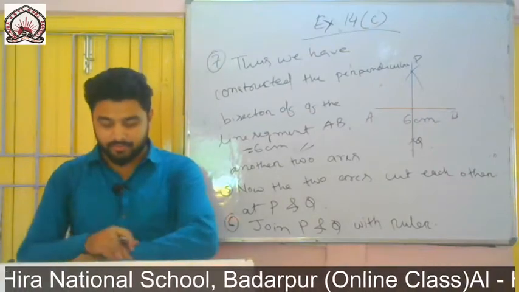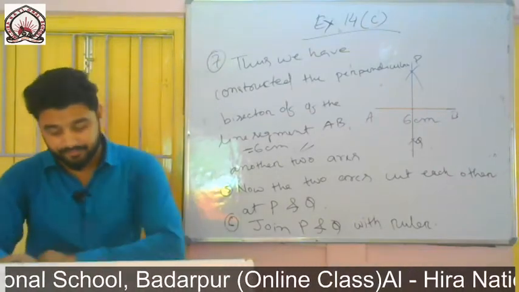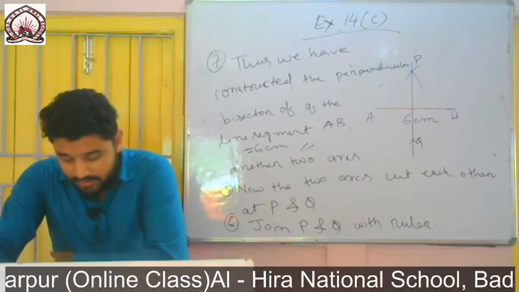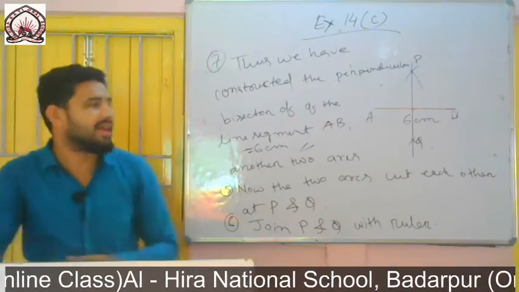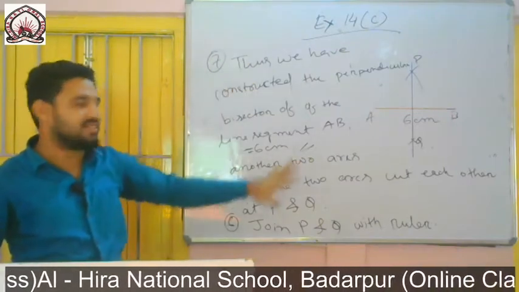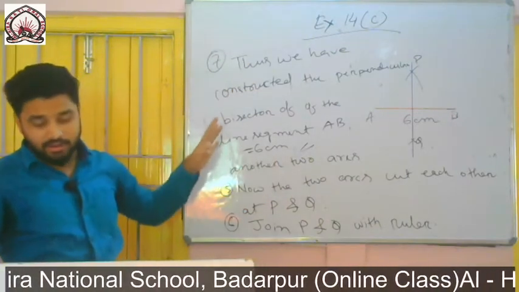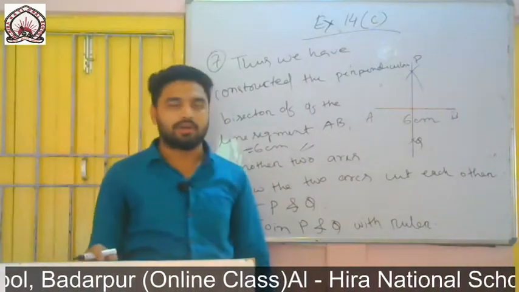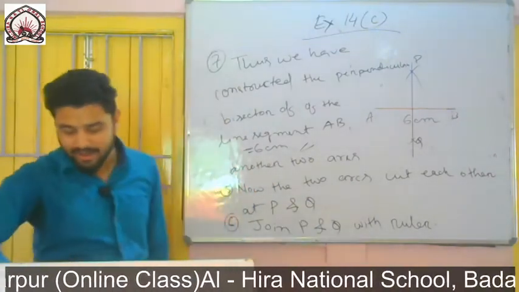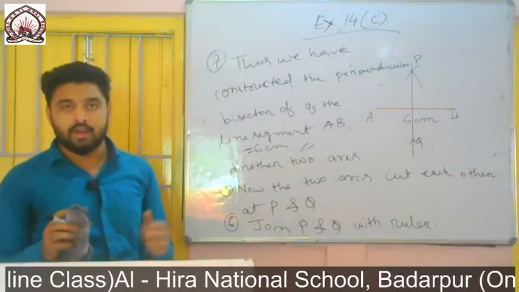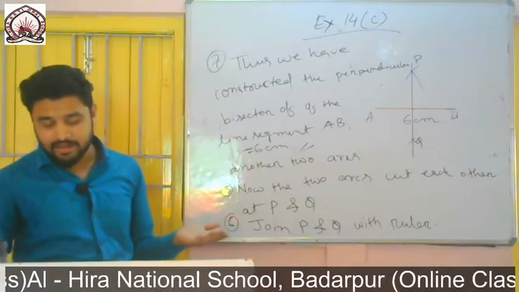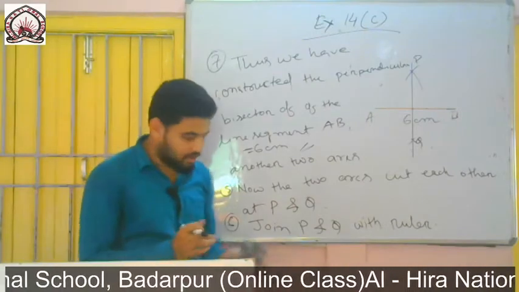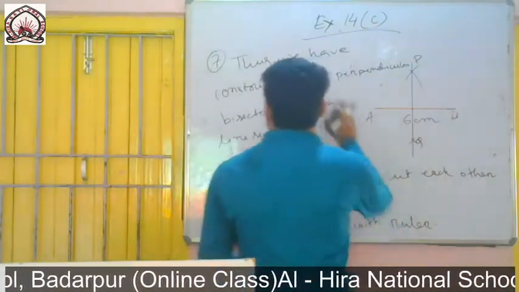Now come to 8.7 centimeter. These are exactly similar. How you have constructed 6 centimeter, the same way you can construct 8.7 centimeter as like 6 centimeter. Okay, so let us draw.